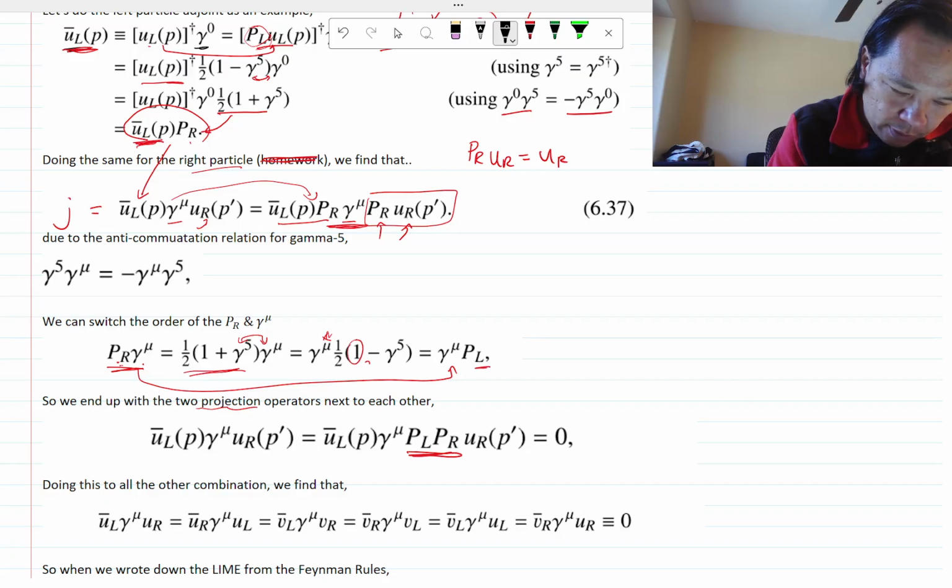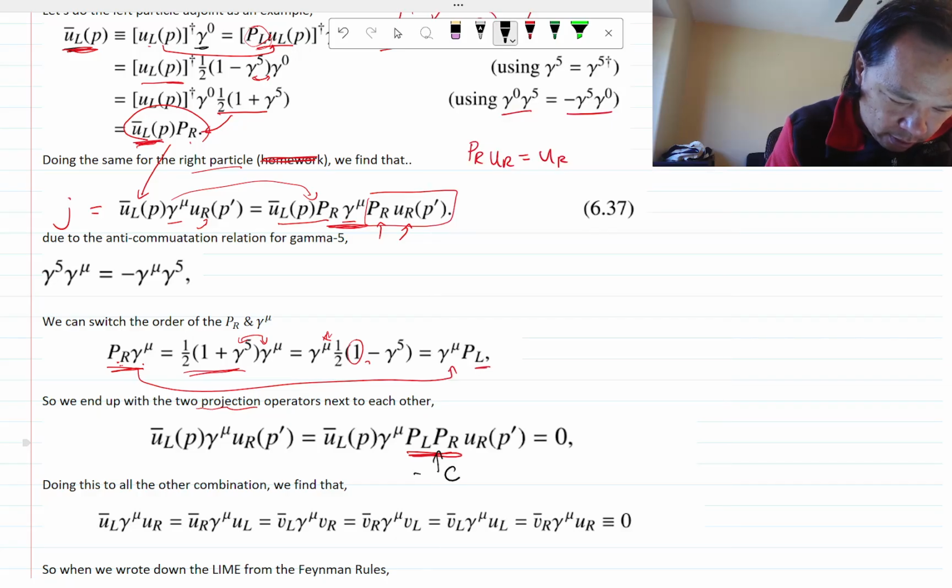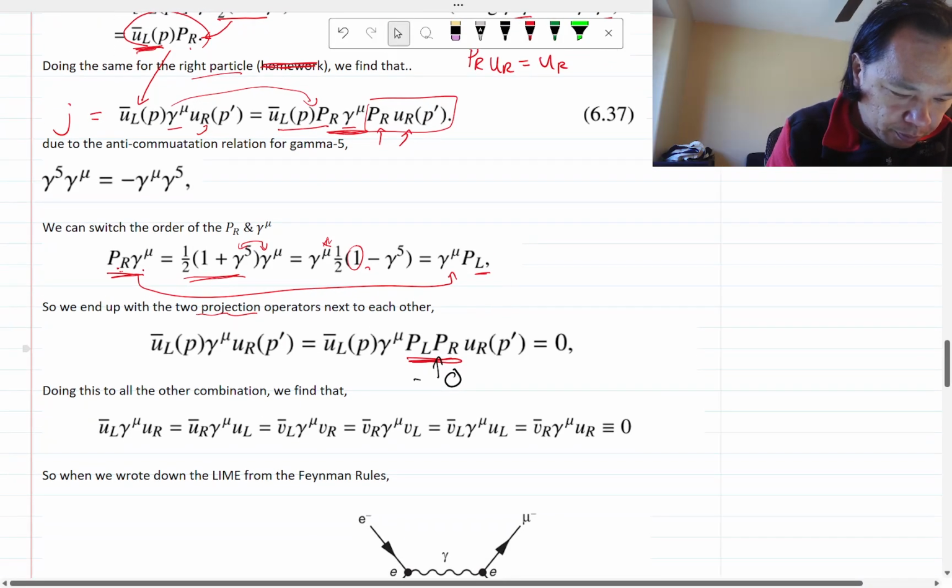Right, so PL is 1 minus gamma 5. Actually, I think we have this proof in the homework, so this is going to turn out to be 0. I think that's a good little matrix multiplication exercise.